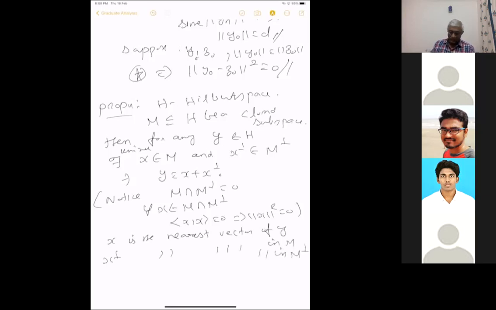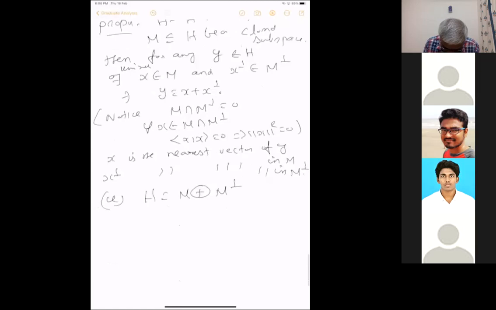So I should have defined earlier. That is, H equals M direct sum M perp. Here I'm using the direct sum, I'm using a circle. This means that algebraically H will look like M direct sum M perp. That's one thing. And M is orthogonal to M perp.